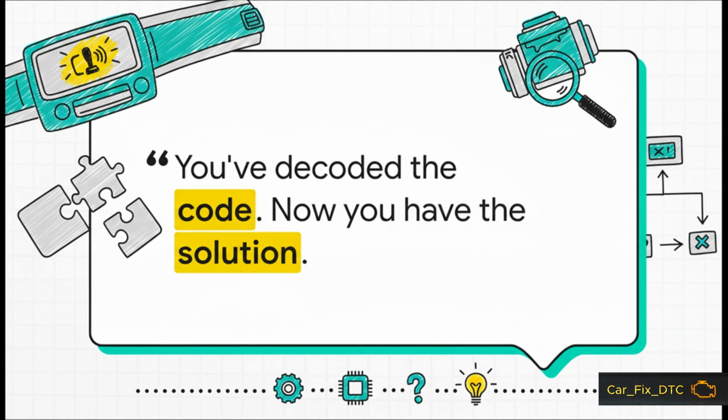So the next time you see that check engine light pop on and you pull a P2280 code, you'll know it's not some random, scary error. Nope, it's a specific clue. You've decoded the code, and now you have the power to find the solution.